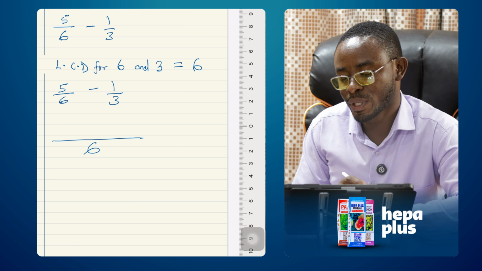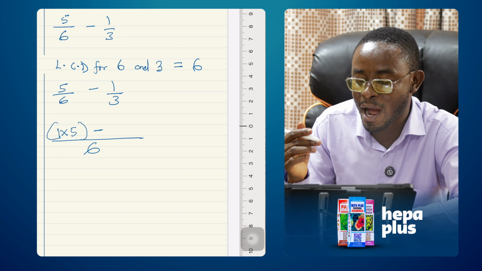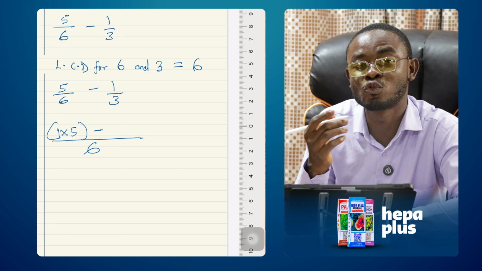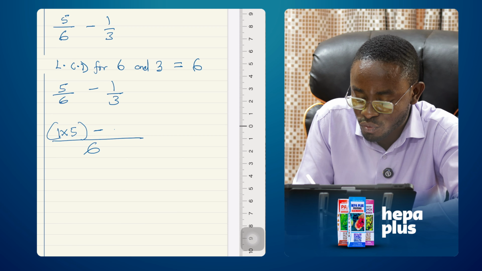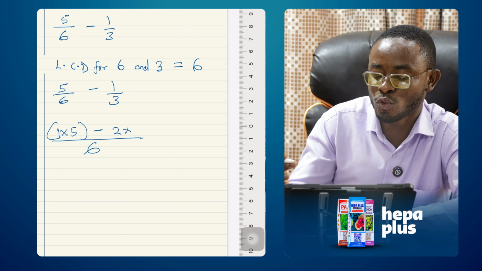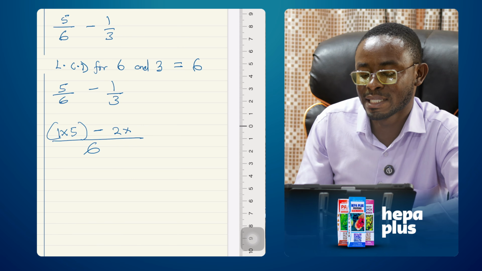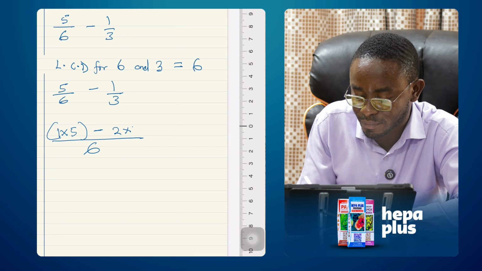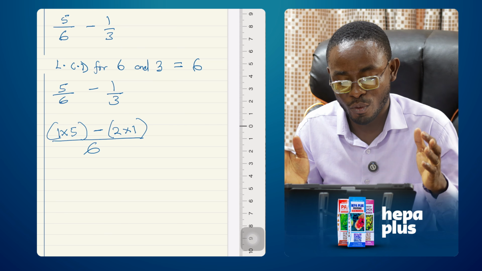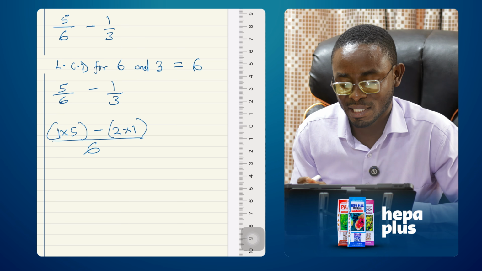The second part of the fraction, 1 on 3. Ask yourself that the denominator, which is 3, how many times will 3 divide 6? Or how many times will 3 go into 6? The answer is 2. So you write your 2 and you multiply that by the number on top of that denominator, which is 1. Put that also in some brackets to make your work well organized.